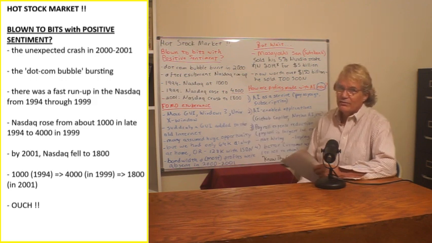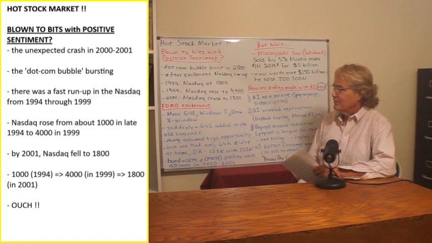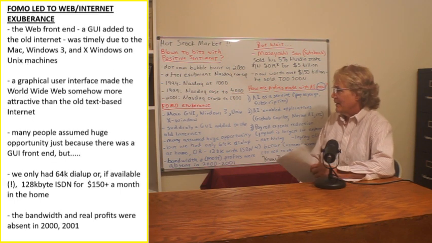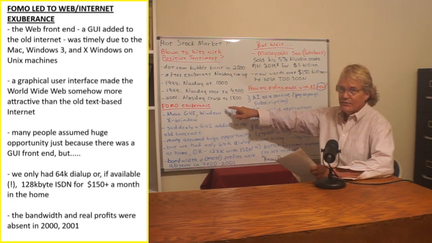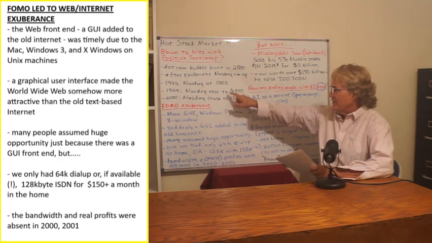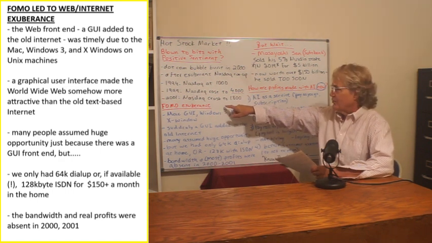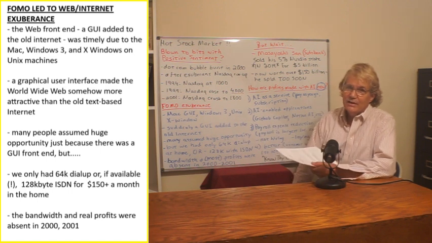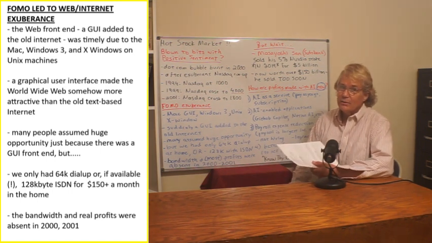Is it reasonable? Is it rational? I would argue no. Things are much different now. I will explain why, okay? Back in the 90s, the gains in the NASDAQ that drove it to 4,000 were driven by fear of missing out exuberance. Okay, now here's how it went.